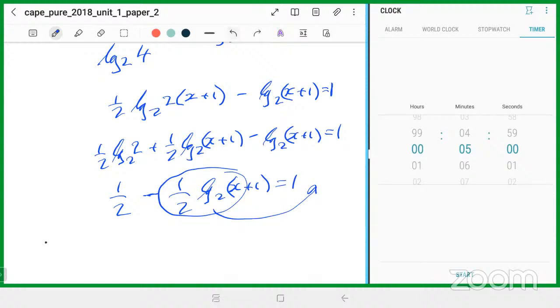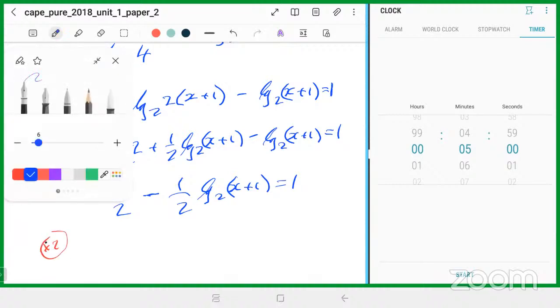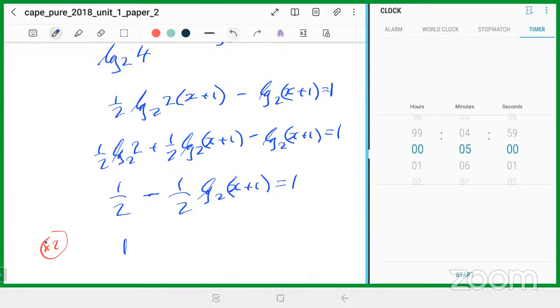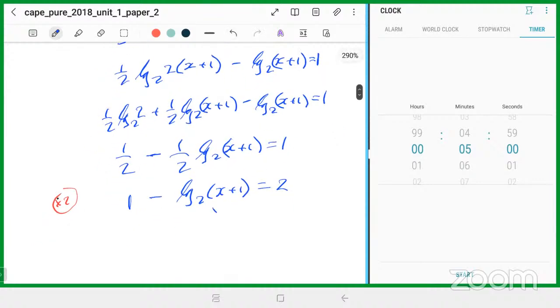Then I can transpose this over here and make it positive, or I can just multiply 2 by 2 right now to get rid of these fractions. When I multiply 2 by 2, this becomes 1, this becomes log to base 2 of x plus 1, and this becomes 2. Transposing this and getting it positive, I get log to base 2 of x plus 1 equals, and then this 1 minus this 2 gives me negative 1.